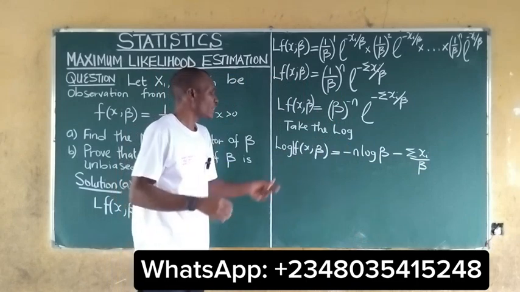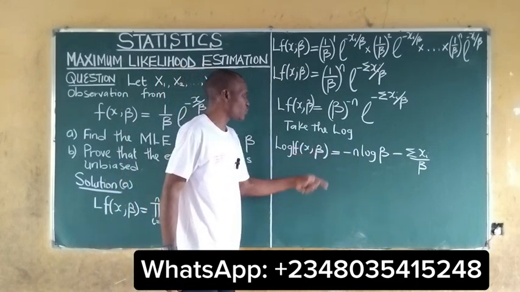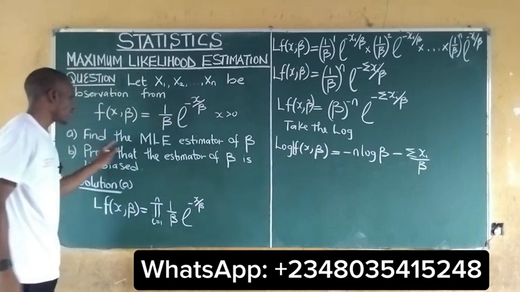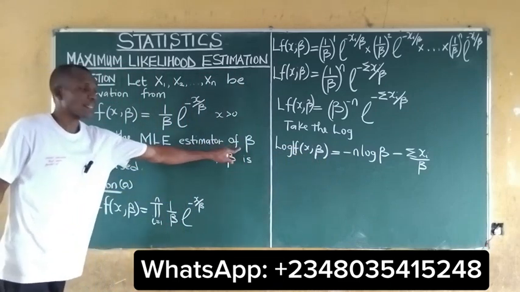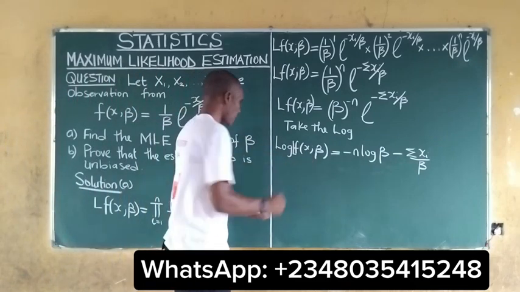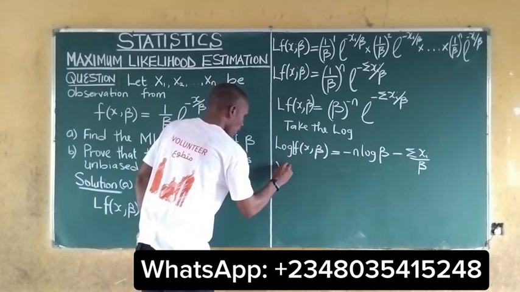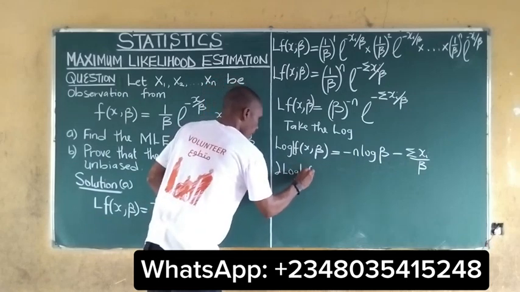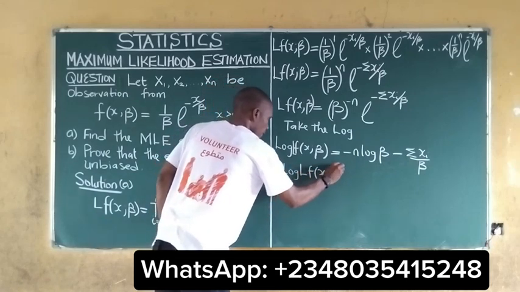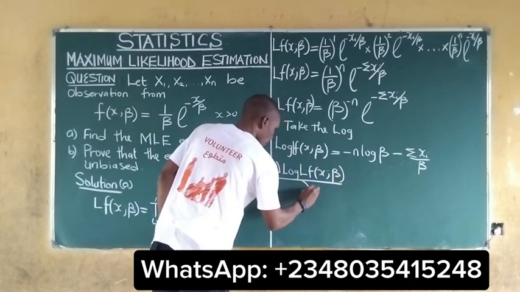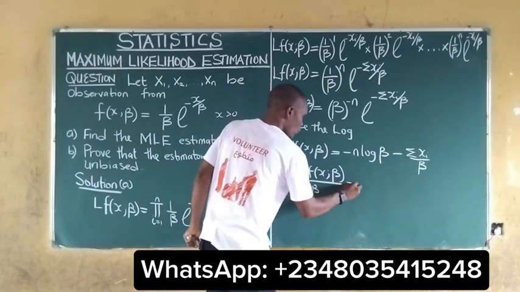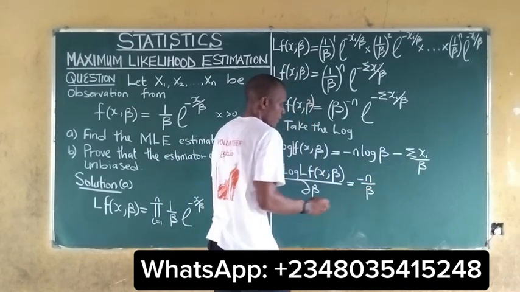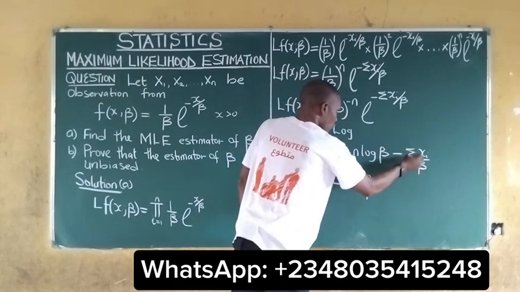The next thing to do is to take the derivative, and we differentiate with respect to beta, because that is what we are looking for. We are asked to find the MLE estimator of beta. So we differentiate with respect to beta. The derivative of log f of x, beta all over d beta will be equal to negative n all over beta minus, we'll now differentiate this.